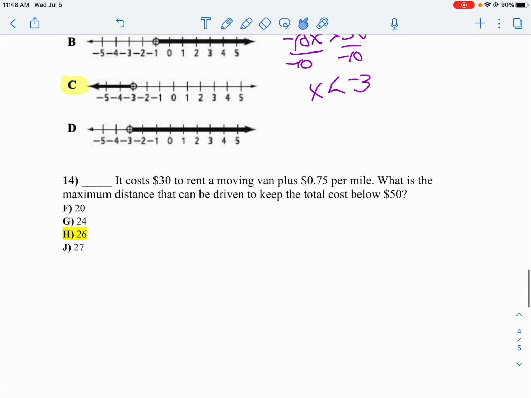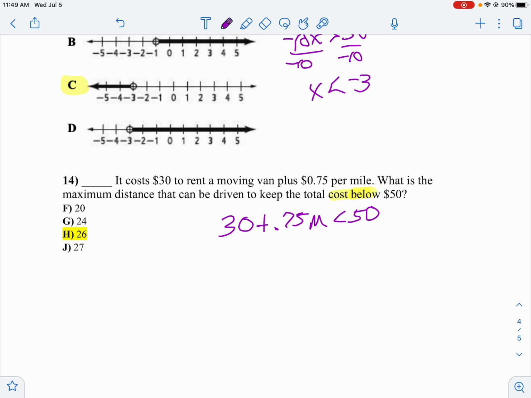On question 14, it says it costs $30 to rent a moving van plus 75 cents per mile. What's the maximum distance? In other words, what's my biggest distance I can drive to keep the total below, below is my key here, $50. Below means less than. So I'm going to write my inequality. So it's going to cost me $30 no matter what. Then it's going to cost me 75 cents for every mile. I'll put M for miles. I want that to be below 50. So I have a whole bunch of answers that are going to be below 50, but I want to pick the biggest one.